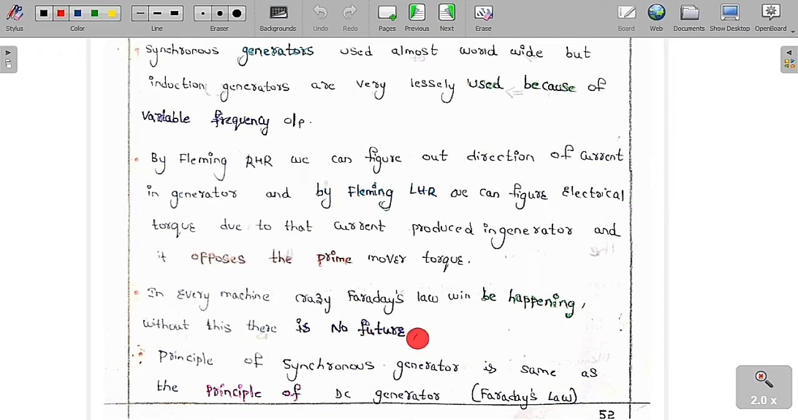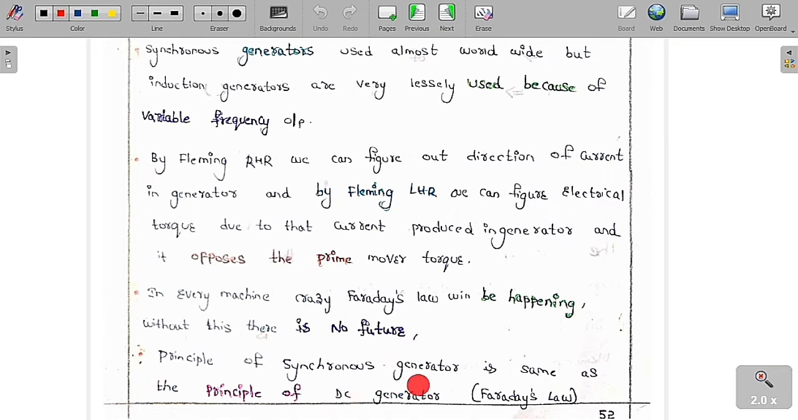Without this, there is no future. The cause is always going to, see, the effect is always going to oppose the cause as per Lenz's law. So always in a DC machine, or basically in a DC motor, whatever the effect is, it is always going to oppose the cause. This is always going to happen in nature itself. In every machine Faraday's law will be happening, and without this there is no future. We can consider any case, the effect is always going to oppose the cause. This is the basic principle.